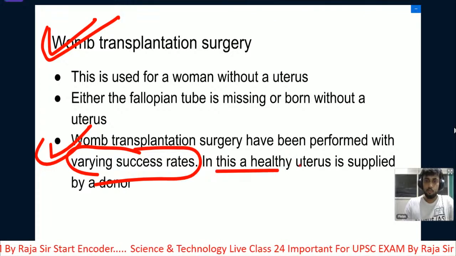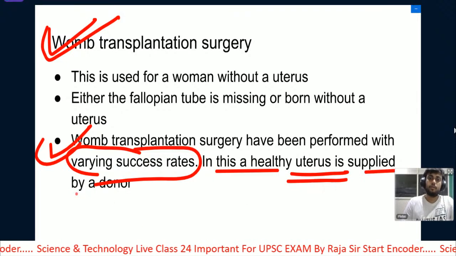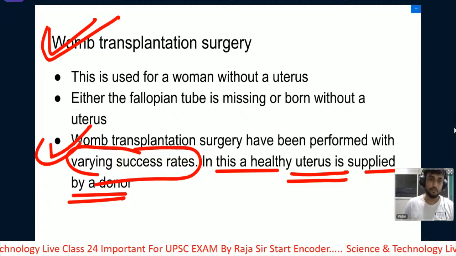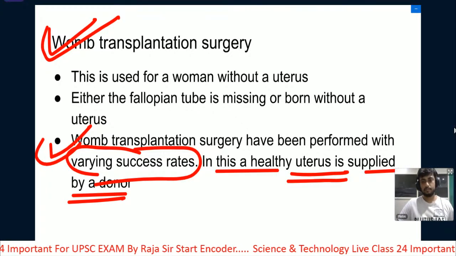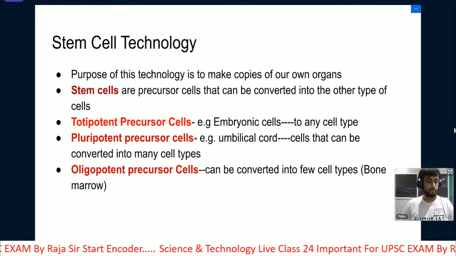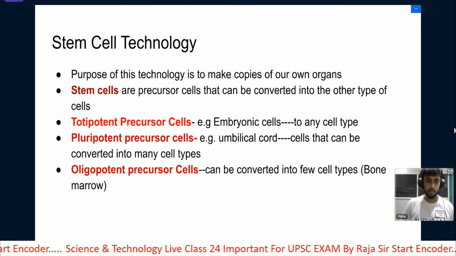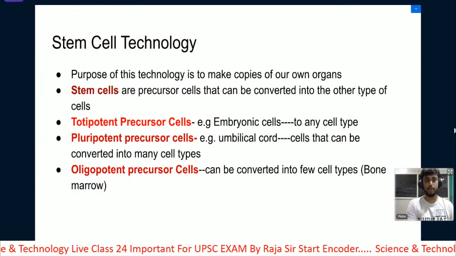So in the case of womb transplantation surgery, a healthy uterus is supplied by a donor to the affected individual. So it is clear, the artificial womb and the womb transplantation surgery. Okay, very good.